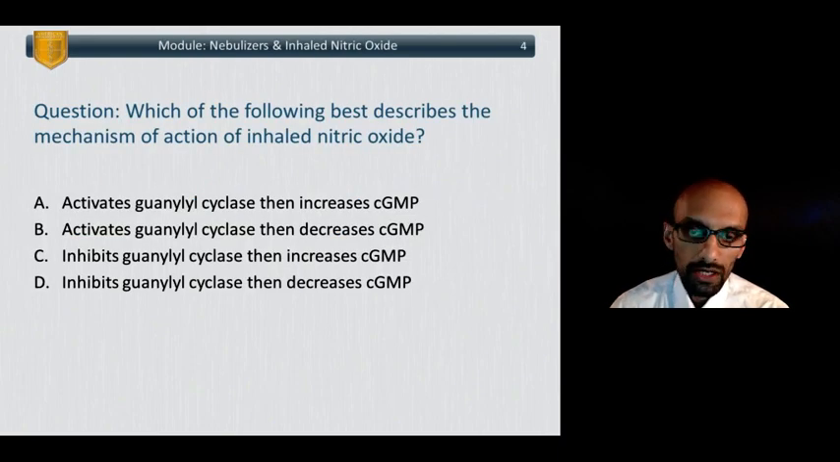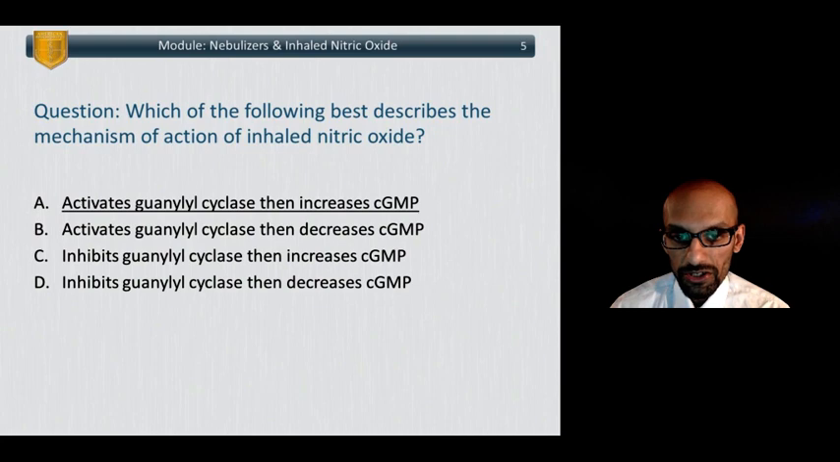I'm talking about nitric oxide pharmacology. Which of the following best describes the mechanism of action of inhaled nitric oxide? Yes, like it or not, you do have to memorize this for the exam. Is it activate guanylyl cyclase and increase cyclic GMP? Activate guanylyl cyclase and decrease cyclic GMP? Inhibit guanylyl cyclase and increase cyclic GMP? Inhibit guanylyl cyclase and decrease cyclic GMP?